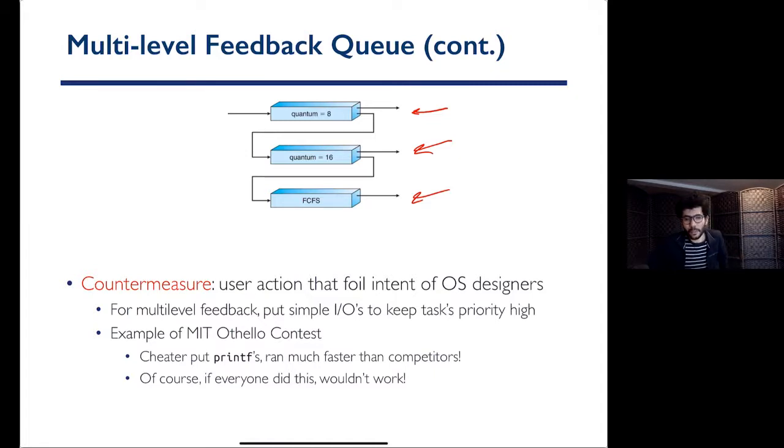So these will have implications. One example, which was actually used at MIT servers, is this multi-level feedback queue. The way it was implemented in that system, whenever a task would have IO and come back, they would put it at the top of the list. So it would get the highest priority.